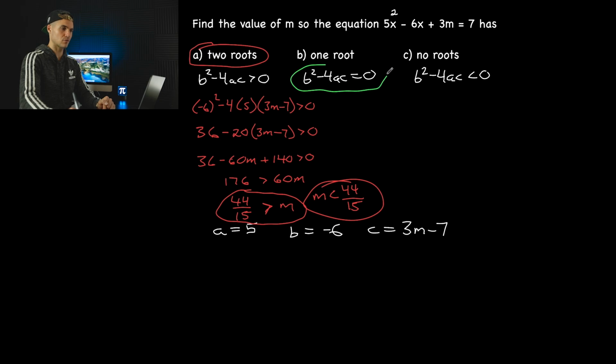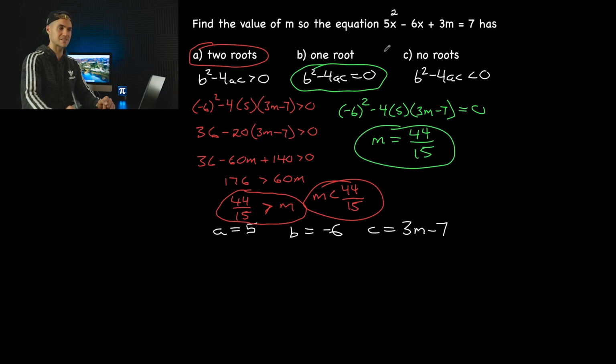Now over here, for this one, we would actually set it up the same way, and it would be the same algebra. So let me just write it out. But now instead of making it greater than 0, we're finding out when it's going to equal 0. Okay, and if you do all the algebra here, like we did here, it's the exact same algebra, except it's going to be an equal sign. You're going to get m is equal to 44 over 15. So if m is going to equal 44 over 15, then there's going to be 1 root or 1 solution, right? And then finally, part C, same thing.